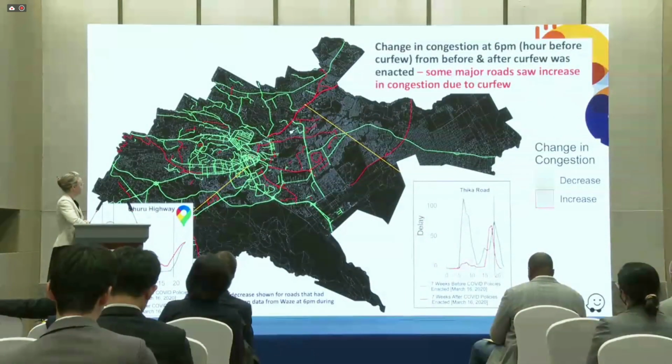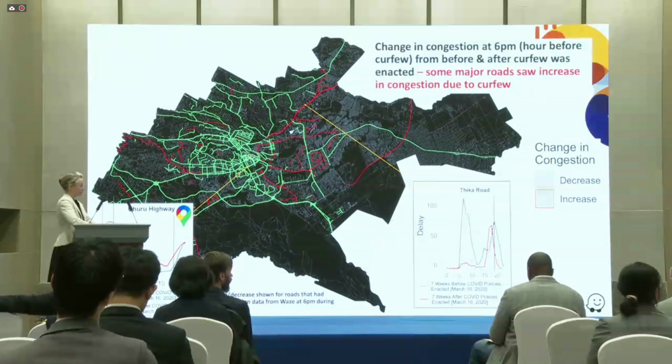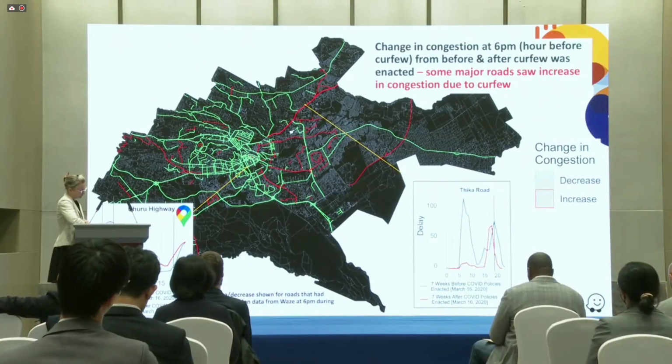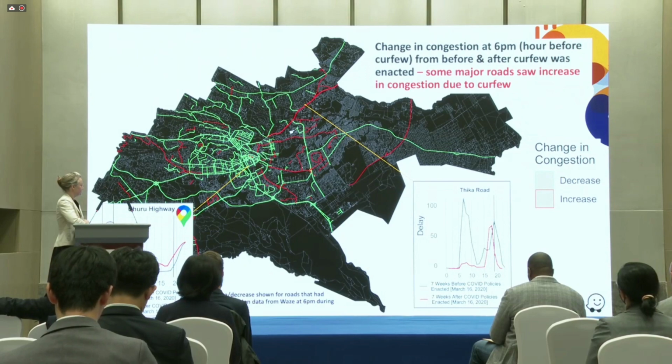And then looking at especially the Waze data as well, we both see a reduction in congestion, but we also see that this pattern differs across different points of the city. So what this map is showing is the change in congestion at 6 p.m., right before the curfew hits, relative to baseline levels. The red areas show where you actually see an increase in congestion relative to pre-COVID, while green is areas that you saw a reduction in congestion.